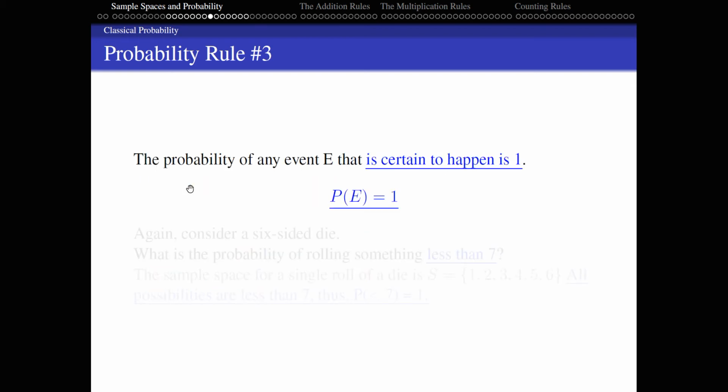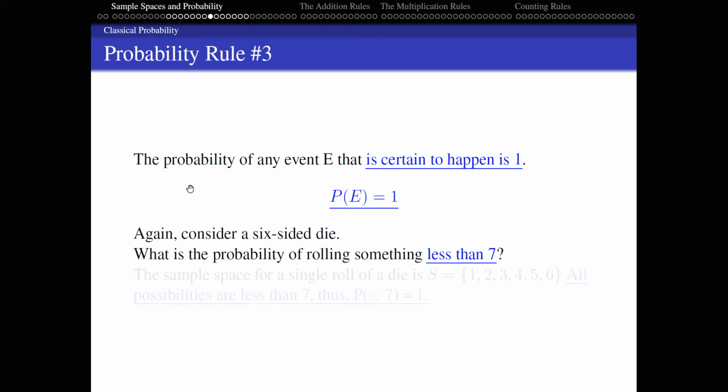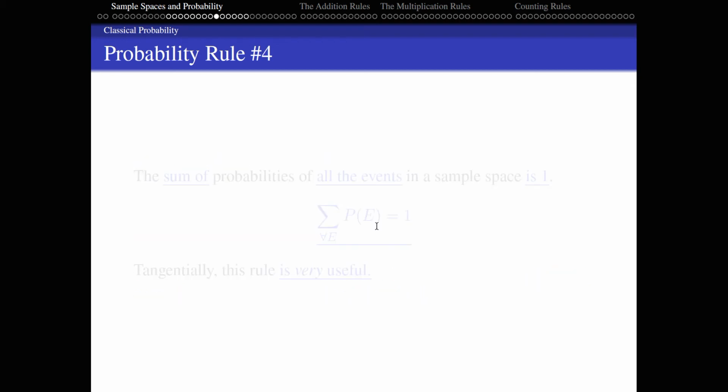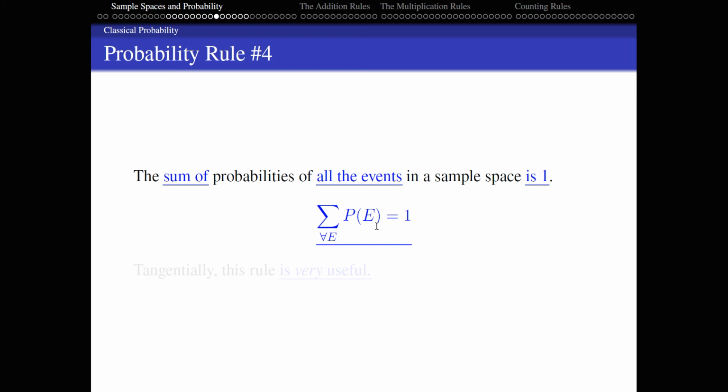Now there's also silly dumb that it's going to happen every time. So consider a six-sided die. What's the probability of rolling something less than a 7? Well, if I've got 1 through 6, yeah, duh, it's always going to be less than 7. Now those events, if it's certain to happen, if it's going to happen every single time, the probability of that event is a 1.